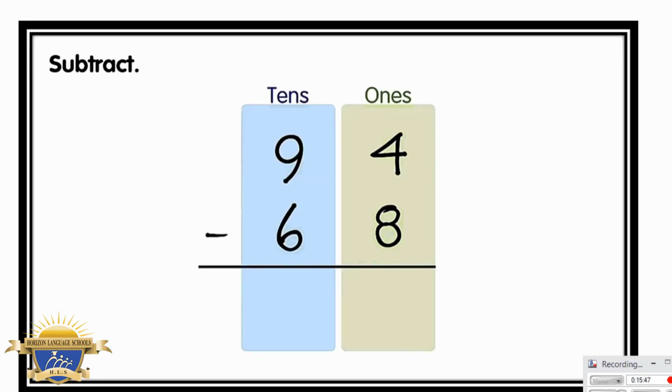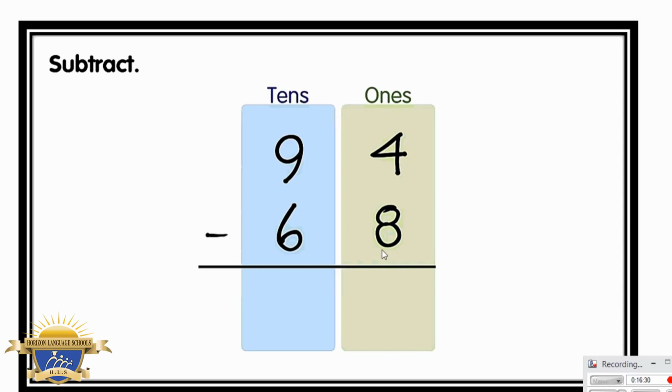The last example for today is 94 minus 68. Let's follow the steps. Step number 1, look at the math sign. We have here minus, so we will subtract the number. Step 2, look at the numbers on the ones place. I have 4 minus 8. Can you subtract 8 from 4? No, of course, because 8 is more than 4. So what should we do?